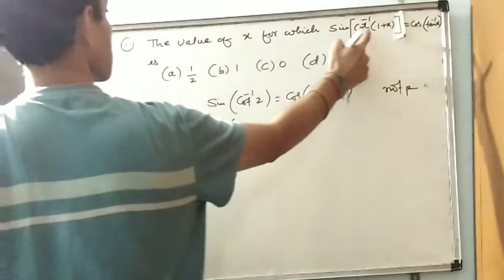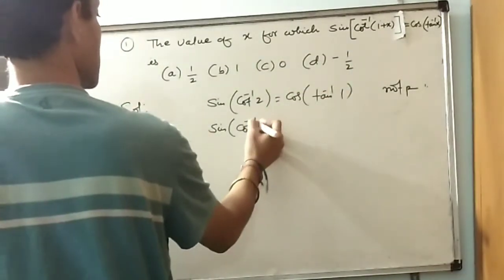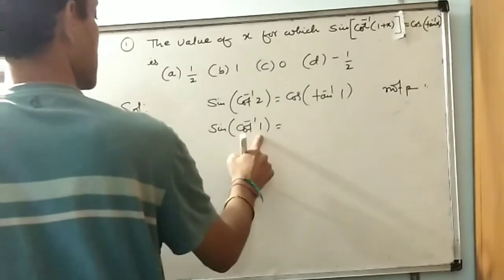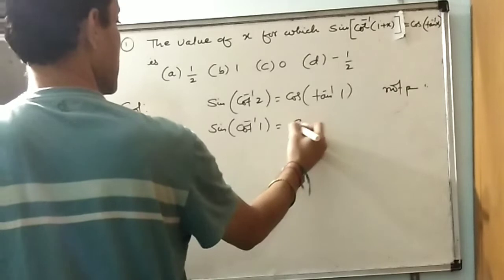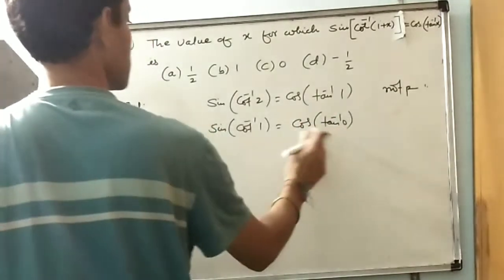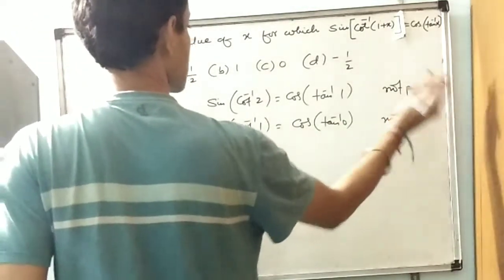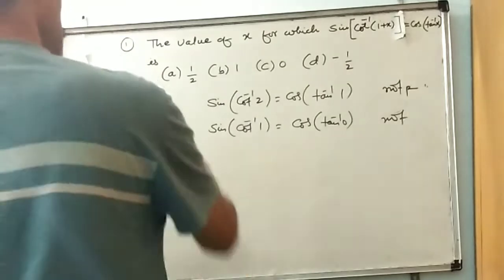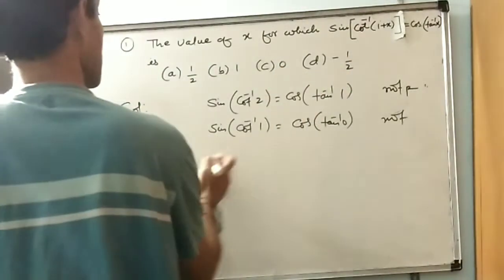Say we have x equal to 0. That gives us sine of cot inverse 1, that is sine pi by 4, that is 1 by root 2. The right side is cos of tan inverse 0, cos 0 degree, that is 1. So once again this option is rejected. So out of the first and last, anyone can be true, you go with anyone.